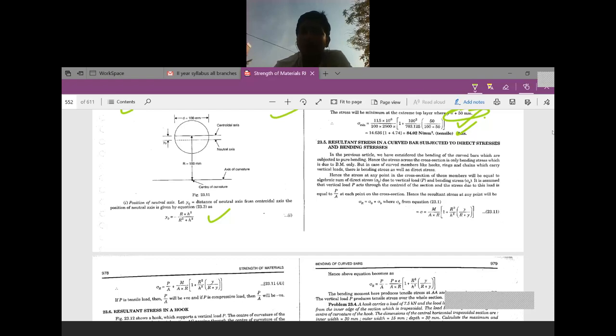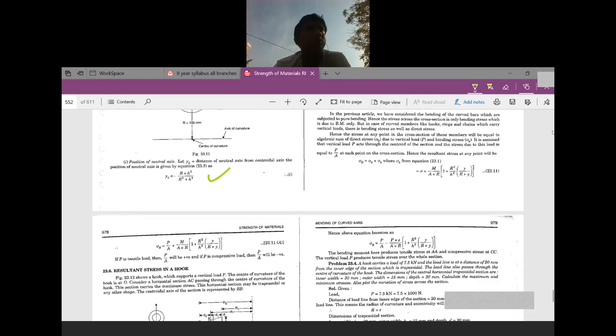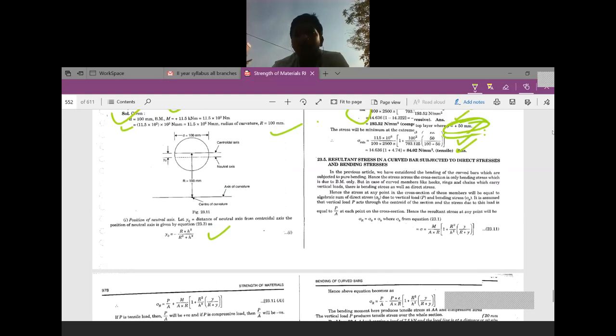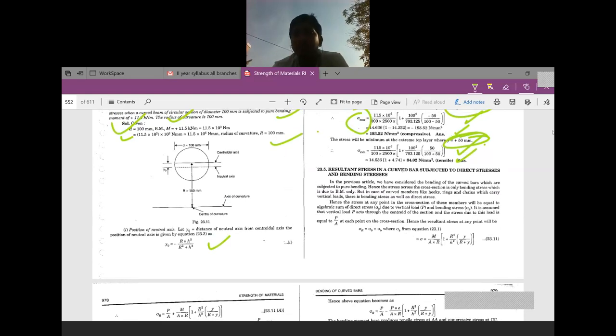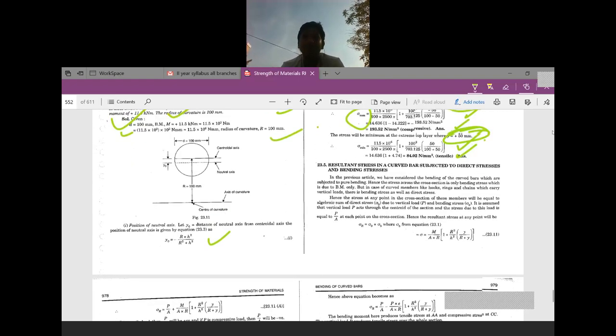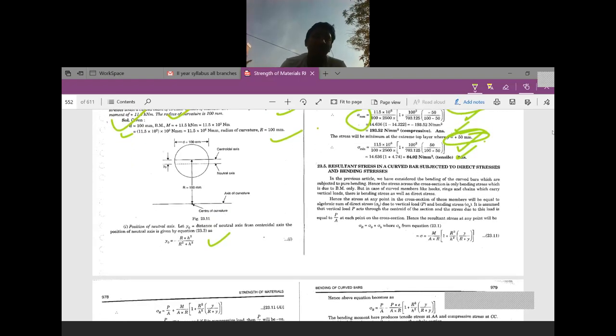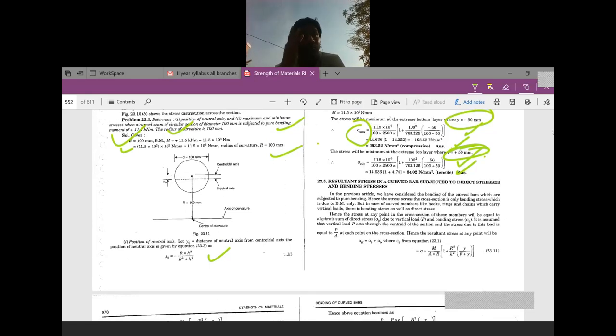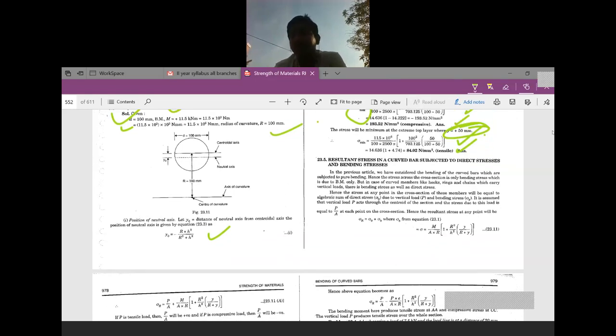Okay, next we are going to solve these basic problems on bending stresses in curved bars with direct stresses. Now we have another problem, an extension of this one, with different types of applications. Here you are going to calculate the resultant stresses in a curved bar subjected to direct and bending stresses.